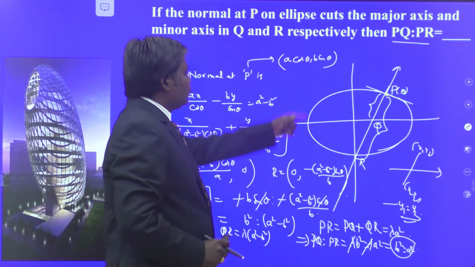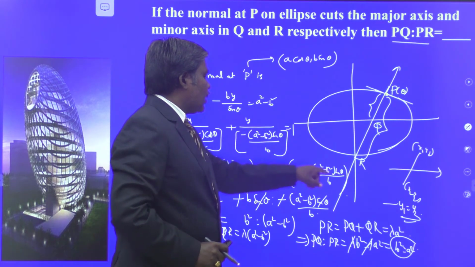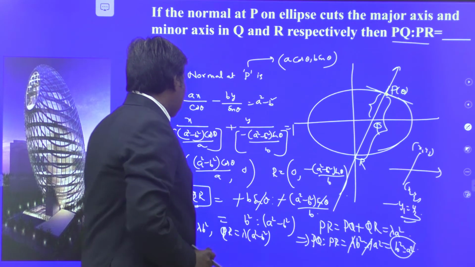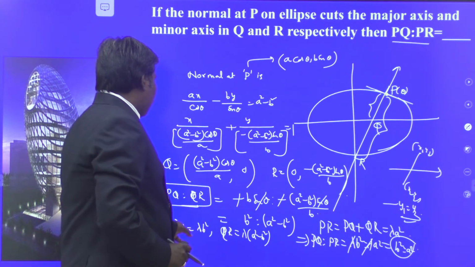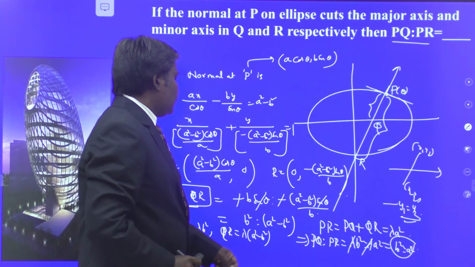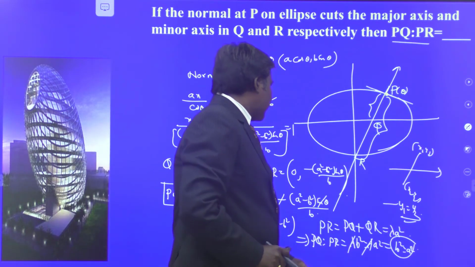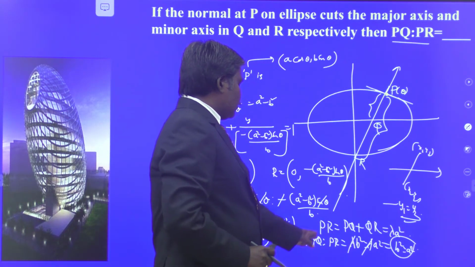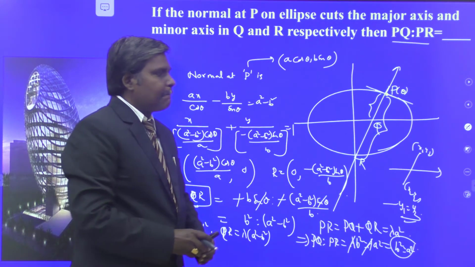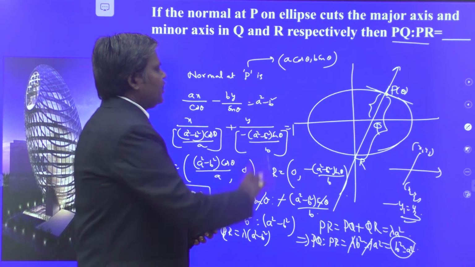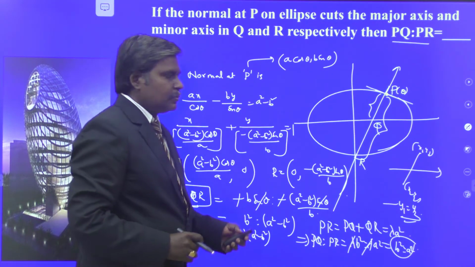This is PQ. This is QR ratio. So let it be multiplied with lambda, we get the values PQ and QR. PQ plus QR is nothing but PR. So PR is obtained by lambda a square. So you can easily write the ratio PQ is to PR as b square is to a square. Understand? So without finding the distances, we can do this one.